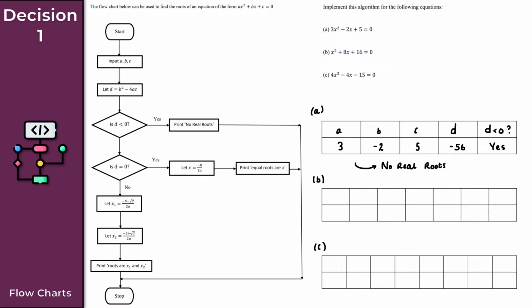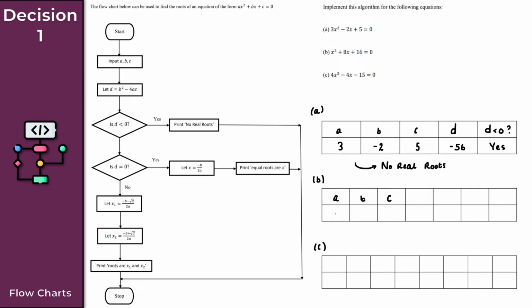Hopefully, nice and easy. Now for part B, I've got this quadratic equation here. Applying the algorithm to this quadratic equation is almost identical. So again, we start off here, we go down, and we input A, B, and C. I've got A, B, and C here.